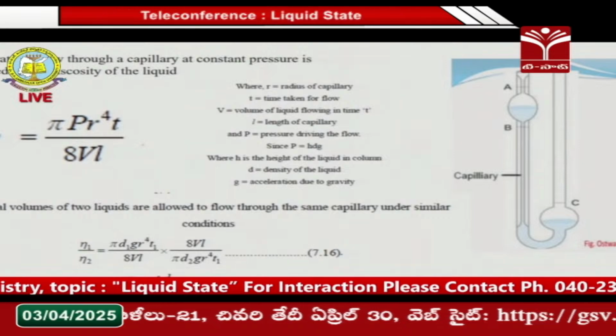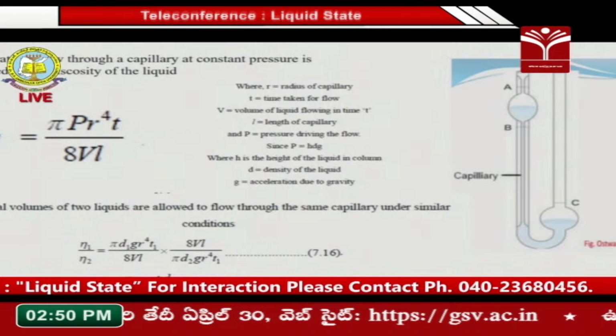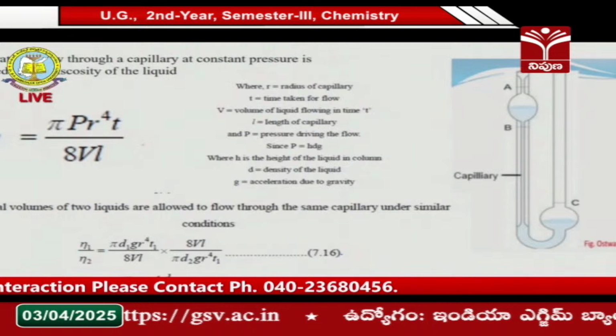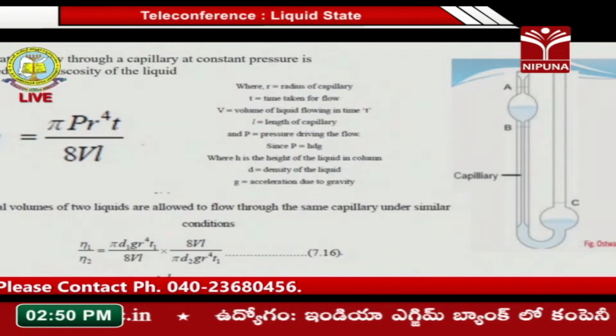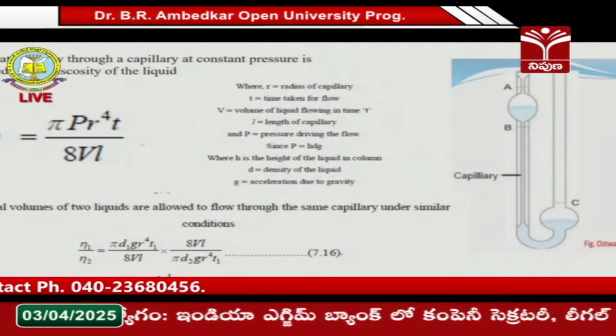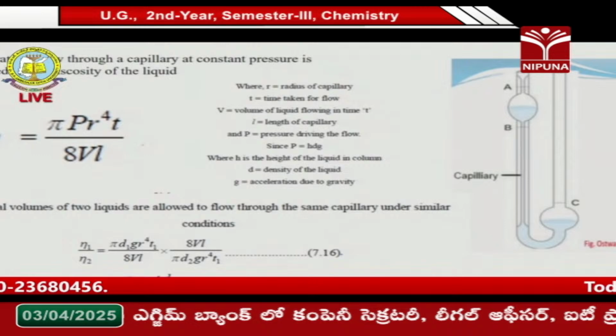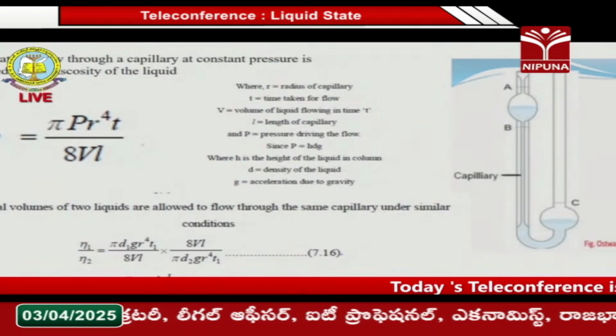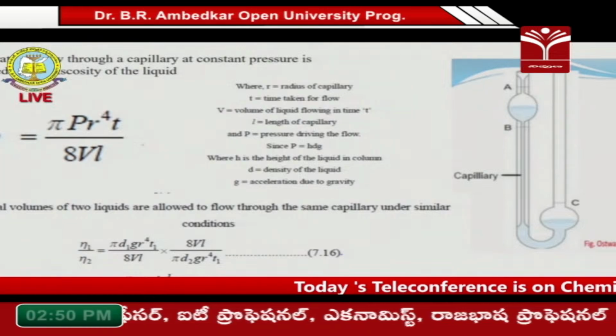The viscosity, the rate of flow of matter from one place to another, can be expressed with one equation, that is eta equals pi P r power 4 into t by 8VL. Here r is the radius and t is the time taken for the liquid to flow from one place to another, that means from point A to point C. This equation is applied for two liquids; one liquid's viscosity is known as the reference, and the other liquid's viscosity can be measured.